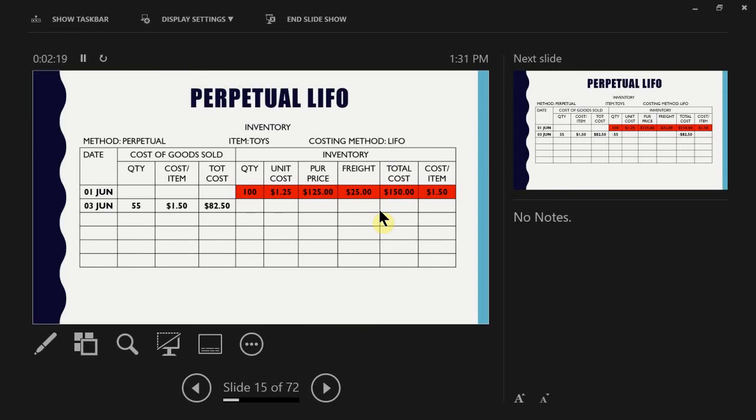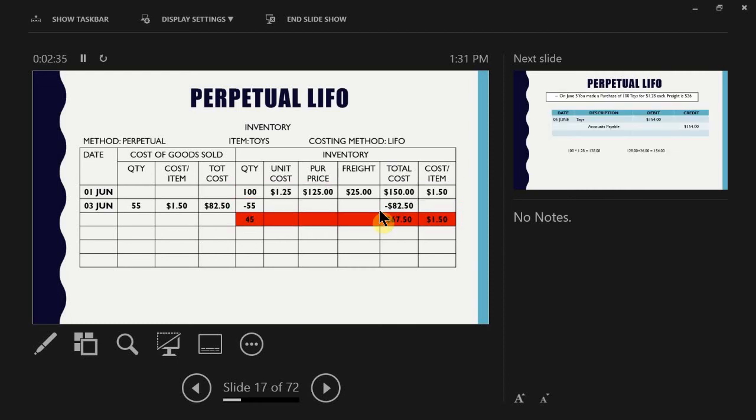Then I'm going to subtract that out so I can calculate my inventory on hand a little better. I'm going to take my 100 and subtract the 55 to get 45 remaining. So now my first batch, my red batch, indicates that there are 45 items left, remaining at $67.50.